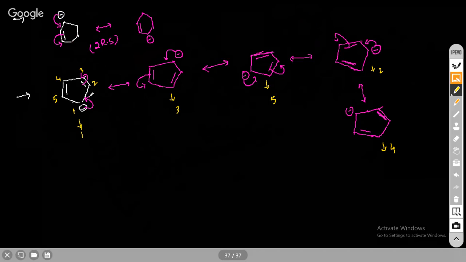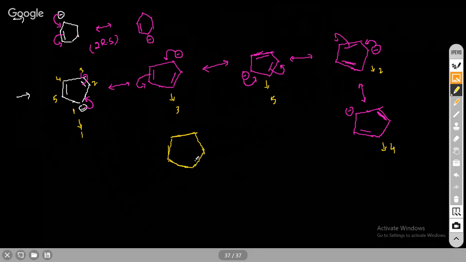So when the charge is present at all the atoms in the ring, one by one in the resonating structures, it means the charge is equally distributed over the entire molecule, or the carbon atoms. So if you draw the resonance hybrid of this molecule, the resonance hybrid will be like this.